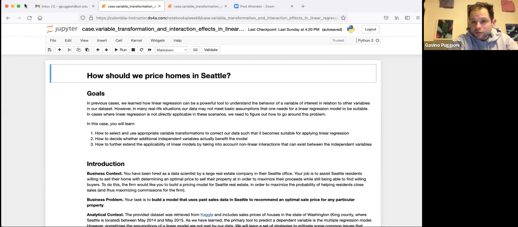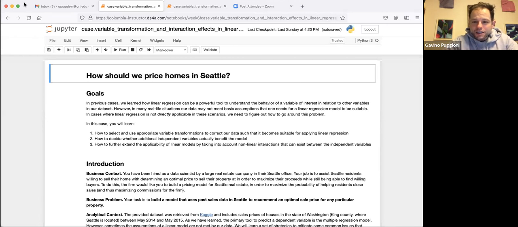And in a way, it's a variable transformation, if you think about it, because you basically use the original variables. So to introduce today's case, we are going to start with a real life scenario. And the story is that you've been hired as a data scientist by a large real estate company in Seattle. Seattle is a city in the northwest of the United States. It's a place where a lot of people would like to go and live.